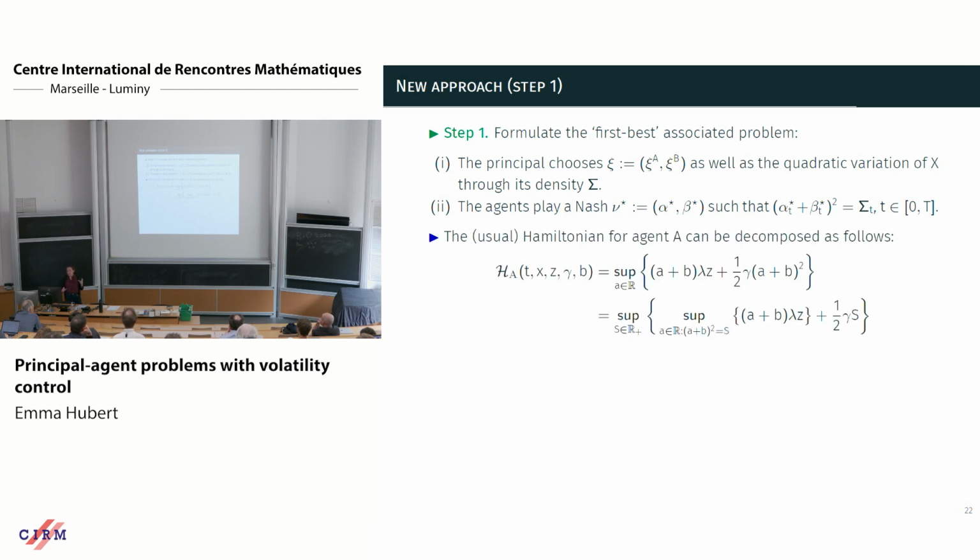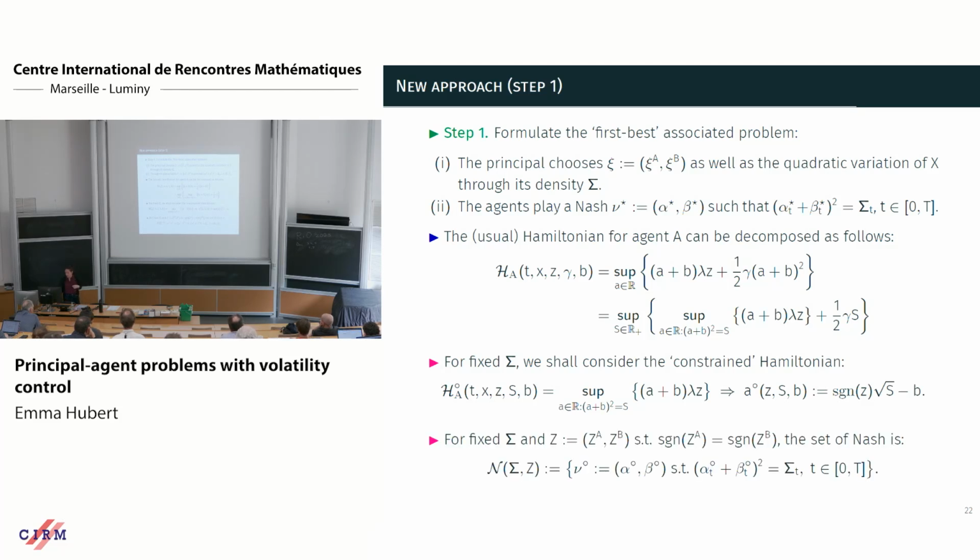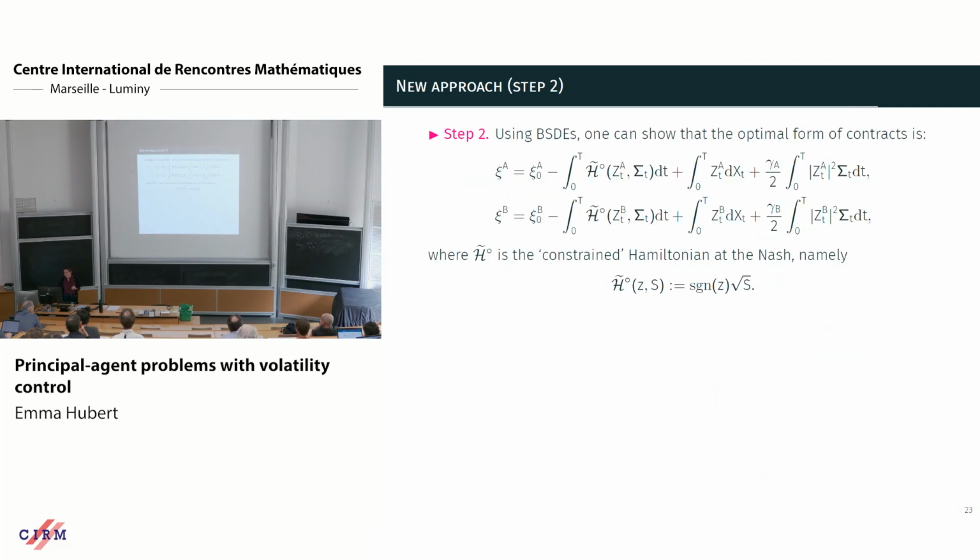Okay, and same as before, you can play a bit with the Hamiltonian, and you can compute the best response of agent A to whatever agent B has done and to a contract. The contract will be indexed by some ZA and ZB for each agent. You can play with this and characterize the set of Nash equilibrium here. That's going to be any control alpha and beta such that their sum squared achieves this quadratic variation.